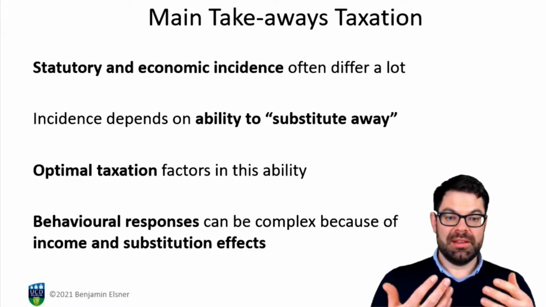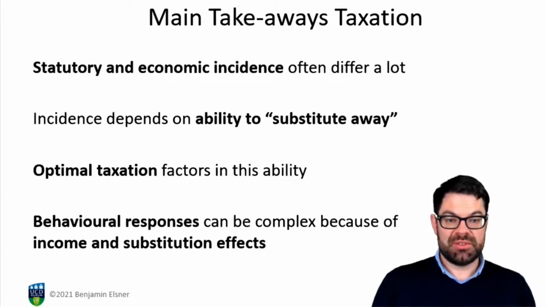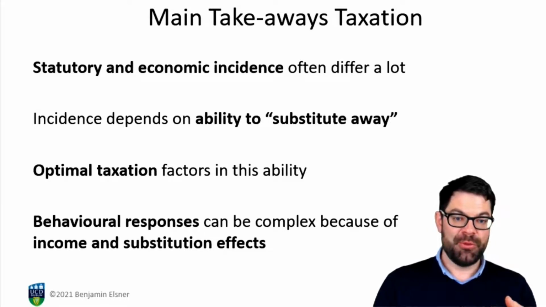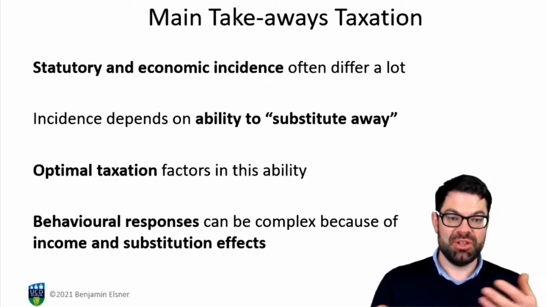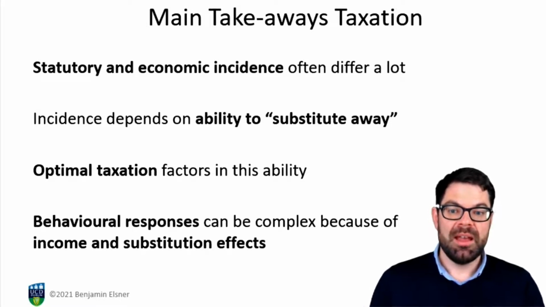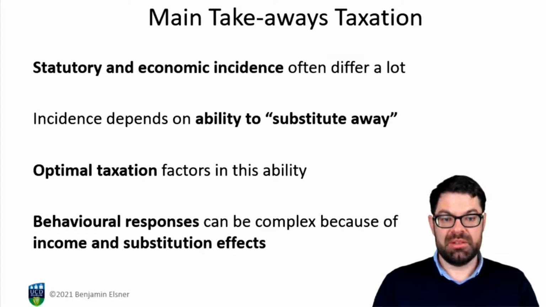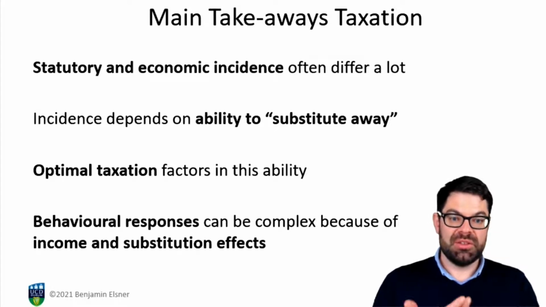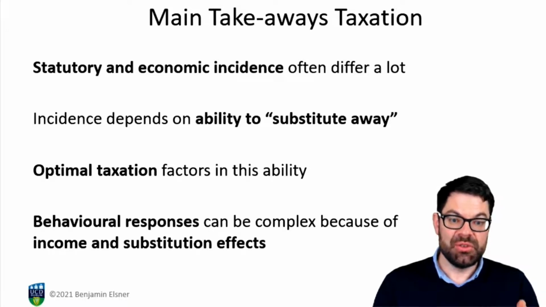Now, in the second part of the lecture, we talked then about optimal taxation. So the idea is if we have equity and efficiency concerns, and if we have market participants that differ in their ability to substitute away, what is the optimal amount of taxation? And we learned the Ramsey rule, so the inverse elasticity rule that again factors in this ability to substitute away.